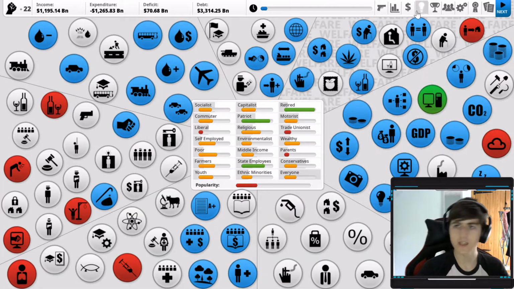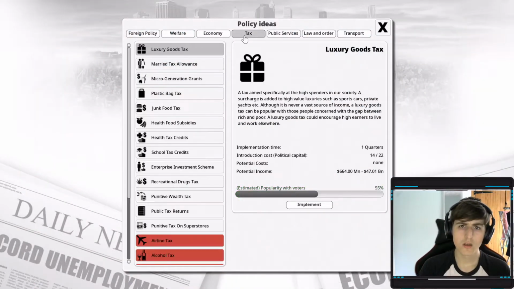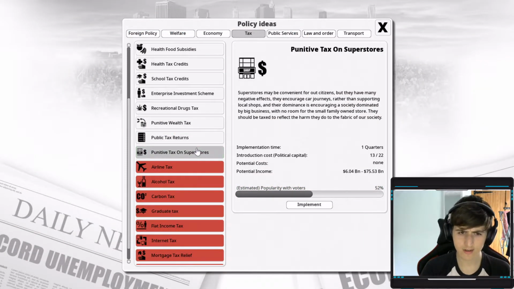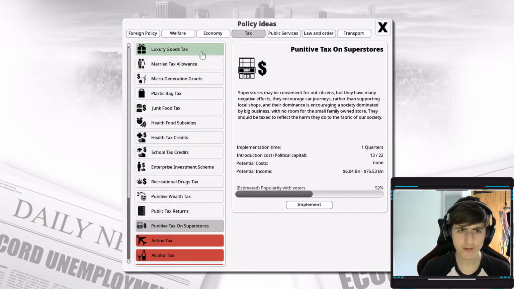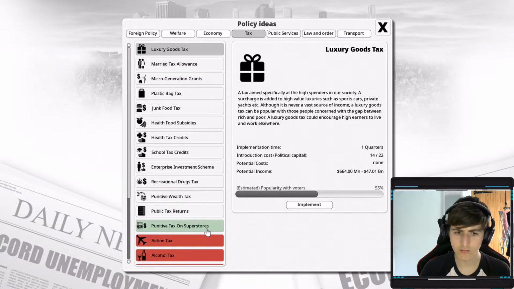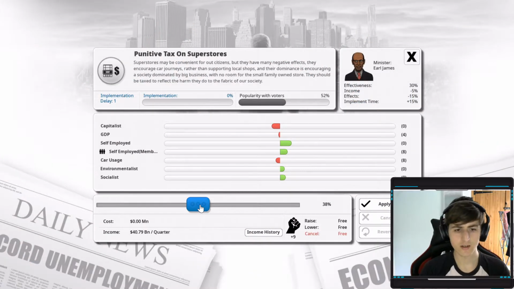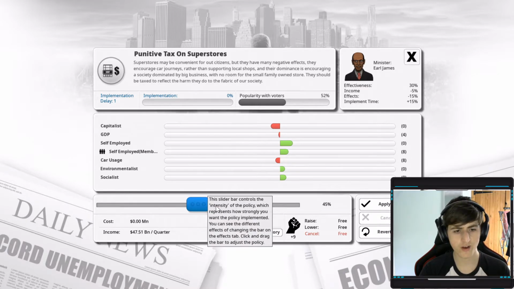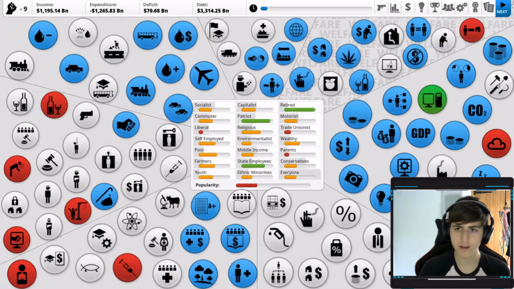But you can't see these problems until they appear. So I don't think we need to do with that at the moment. A punitive tax on superstores? That's 52%, the luxury goods tax is 55%, but that will potentially give us quite a bit more money. I'm going to go for the punitive tax on the superstores. So a 38% tax, no, let's put it up to 45%. That'll give us an extra 47.5 billion per quarter.